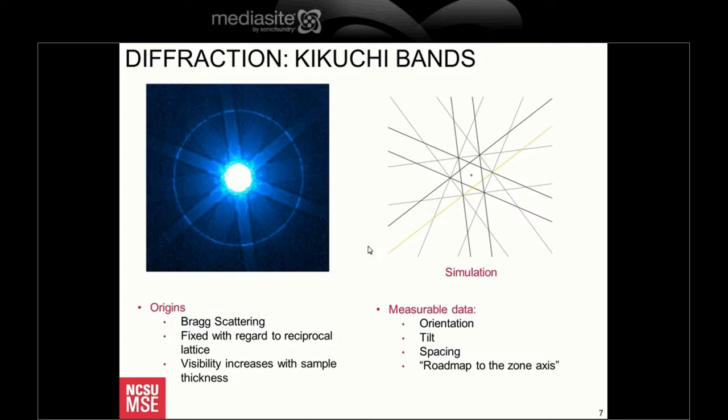In addition, we can also see Kikuchi bands. Now, these features originate from Bragg scattering and are more visible in thicker samples as compared to thin samples. They are fixed with regard to the reciprocal lattice of the crystal, and what they provide us with is a way to measure orientation, tilt, and also allow us to tilt the crystal to go from one zone axis to another zone axis to line up the atomic structure in a way that is suitable for our imaging.